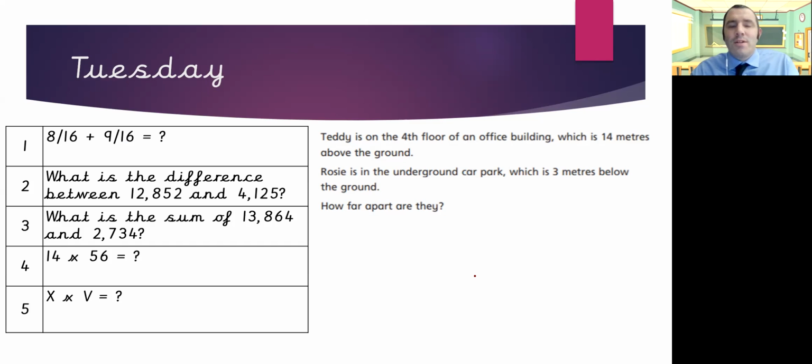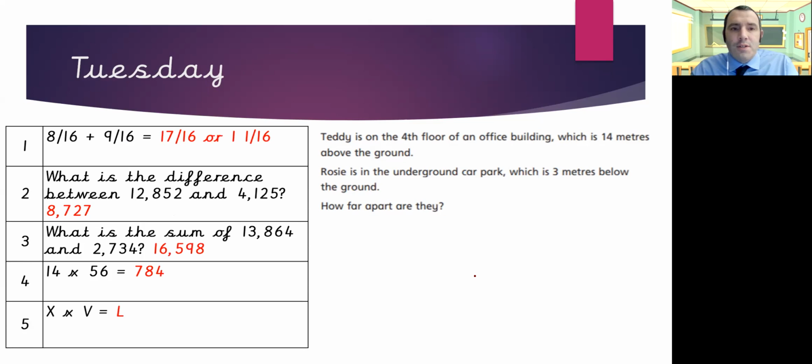Okay, how did we get on with our questions today? Let's go forward and we'll check the answers. So question 1, 8/16 plus 9/16. We know if the denominator is the same, we just need to add the numerators together, which gives us 17/16 or 1 1/16. Question 2, where you're finding the difference between two numbers, you need to take the smaller number away from the bigger number.